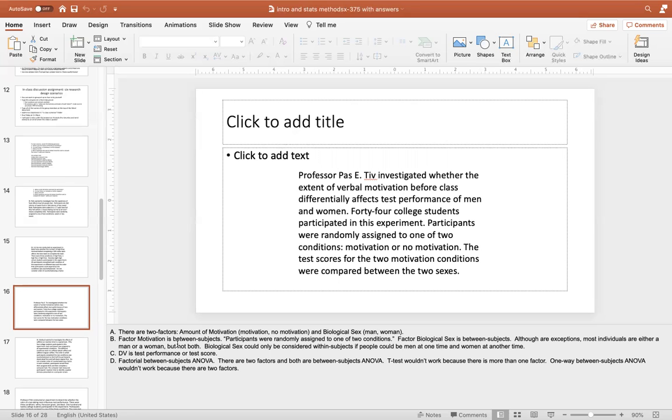So the factor motivation is between subjects, and we know that because participants were randomly assigned to one of 2 conditions, motivation or no motivation. There was only one condition or the other, therefore it is between subjects.